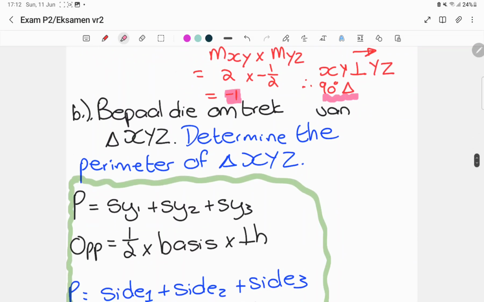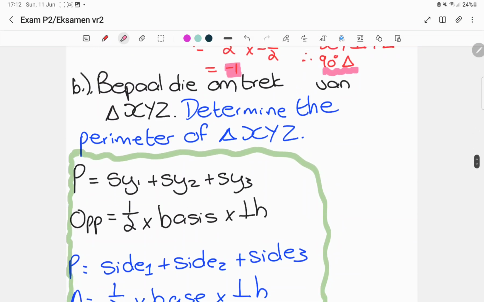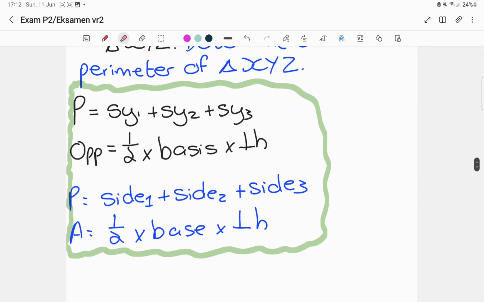Alright, now the second question, they say determine the perimeter of triangle XYZ. In Afrikaans, bepaal die omtrek van driehoek XYZ. Now whenever you have to work out the perimeter of an area, you need to have the length. Okay, you need to know how long your sides are. So you're going to have to work with a distance formula.